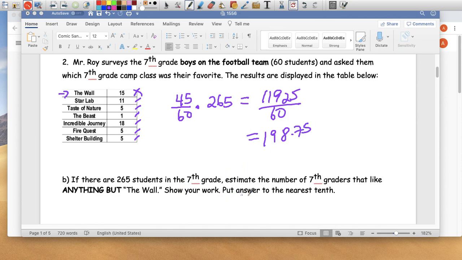And it says show your work, put your answer to the nearest 10. So that doesn't make any sense, because we're talking about people. So this would be 199.